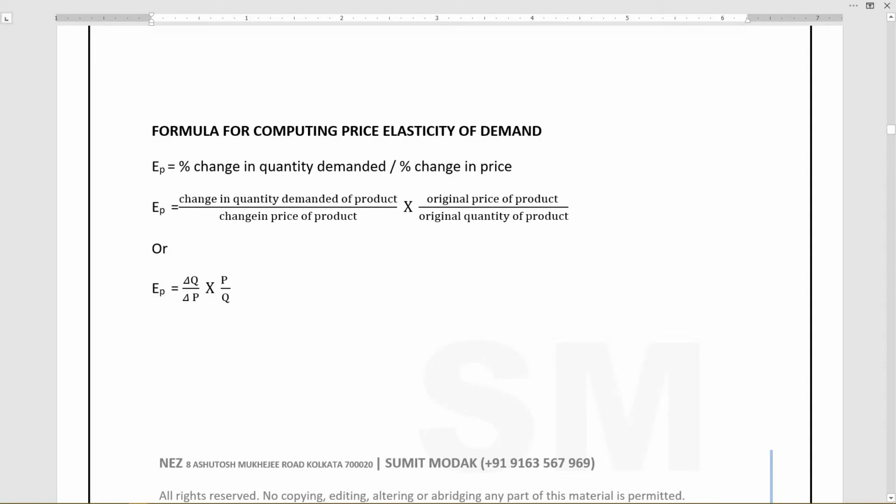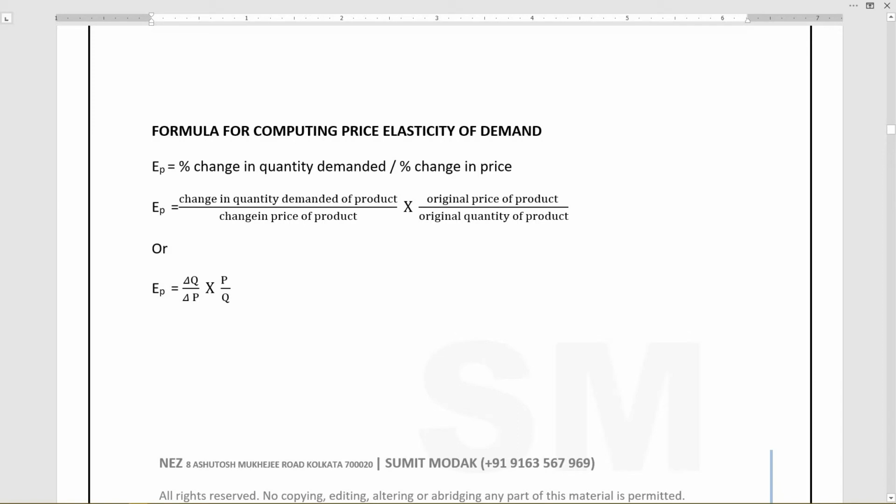So here elasticity of price is represented by this particular formula, delta Q by delta P. This triangular sign is called delta. So delta means change. So change in Q by change in price, multiply P by Q. Delta Q means change in quantity demanded, delta P means change in price of the product, P means original price, Q means original quantity. If we put our data in this formula, we will find out the price elasticity of the product that we are measuring.